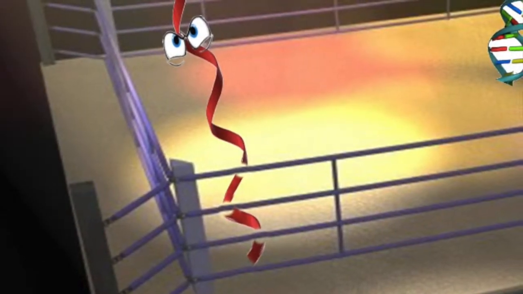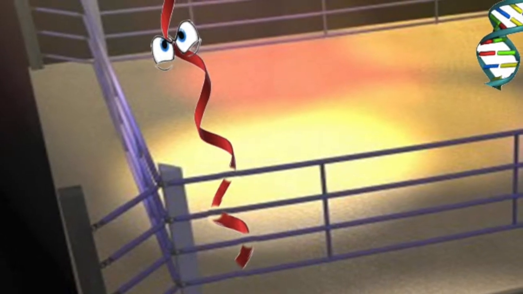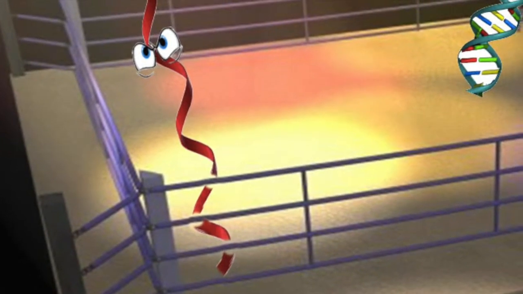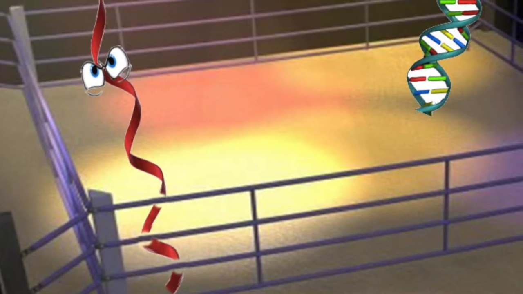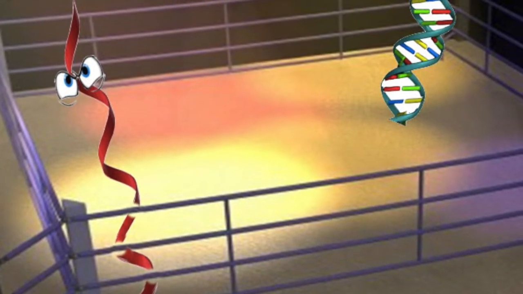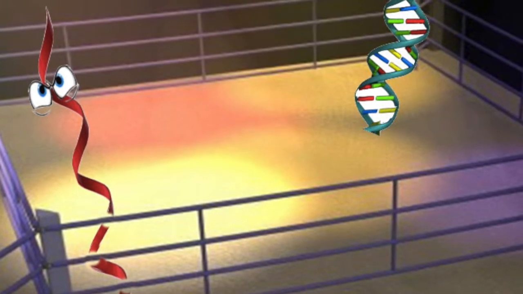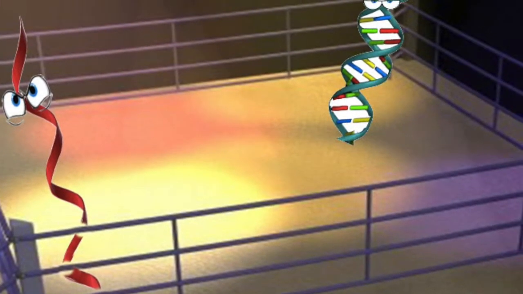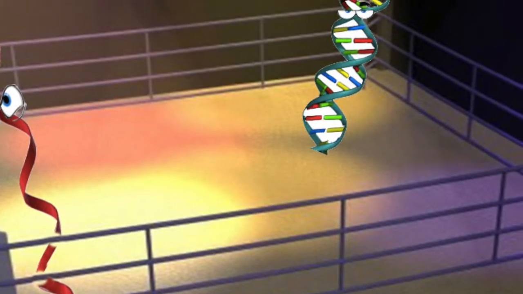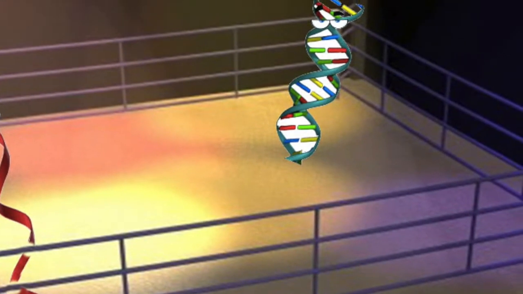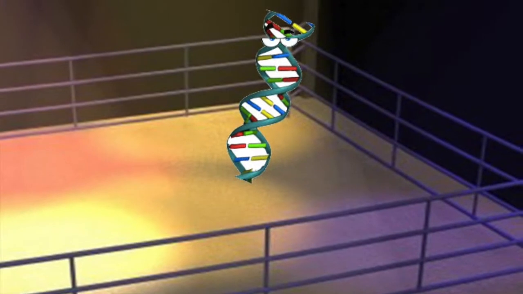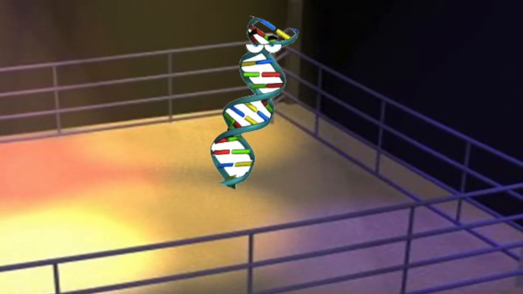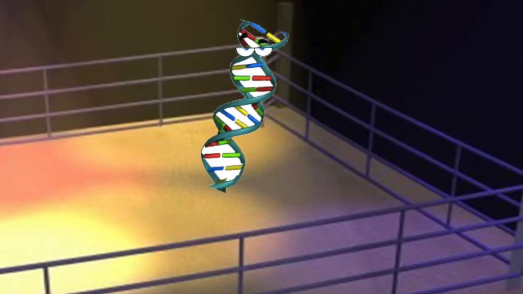So in one corner, here we have RNA. RNA is a single-stranded nucleic acid with 4 nitrogenous bases: adenine, guanine, cytosine, and uracil. Its backbone is also made up of ribose, a sugar. Now in the other corner, we have DNA, a double helix that is also made up of 4 nitrogenous bases: adenine, guanine, cytosine, and thymine. Its backbone is made up of another sugar, deoxyribose.